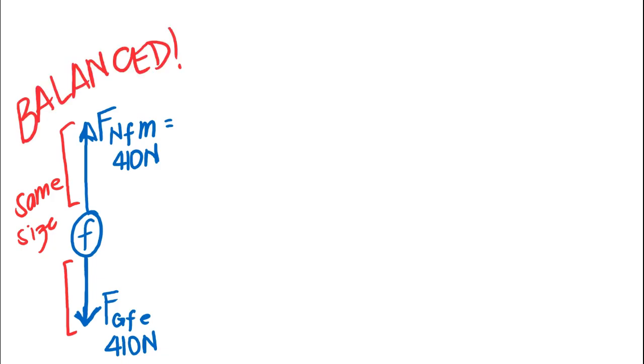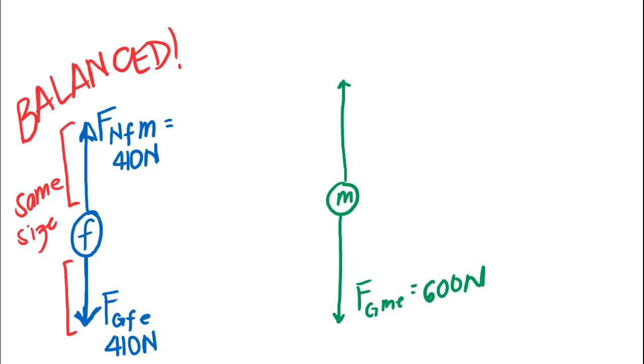And now I'm going to make the male cheerleader in green. So the male cheerleader has an interaction with the Earth at 600 newtons: a force of gravity on the male cheerleader with the Earth happening at 600 newtons. And he also has an interaction with something that is pushing him up, and that is the floor. Oh, we'll call it ground.